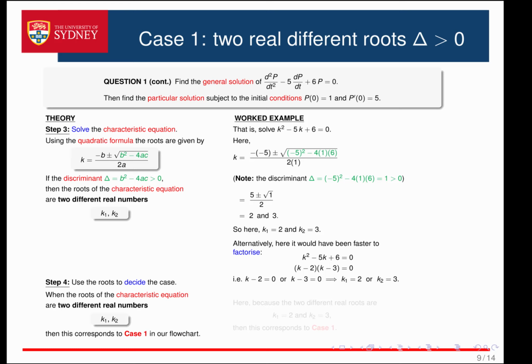Step 4. In step 4, we decide which case to use. As we have already seen, if the discriminant is positive, we get two real and different roots. This corresponds to case 1 in our flowchart.